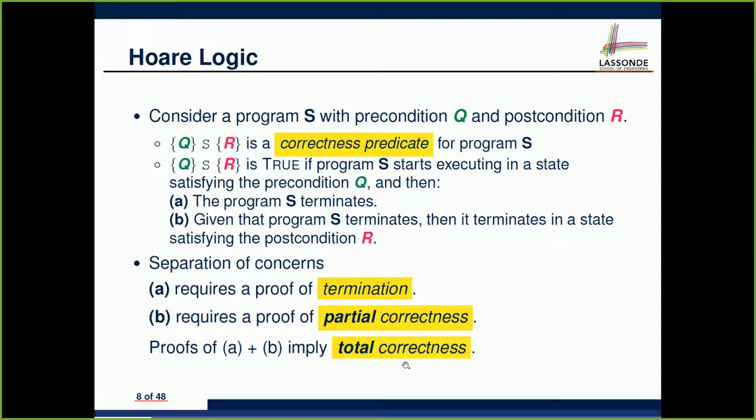So now you have a notion of partial correctness, where termination is simply assumed, versus total correctness, where both termination and partial correctness are proved. These are the two concepts you also have to learn. Any questions about partial correctness versus total correctness?